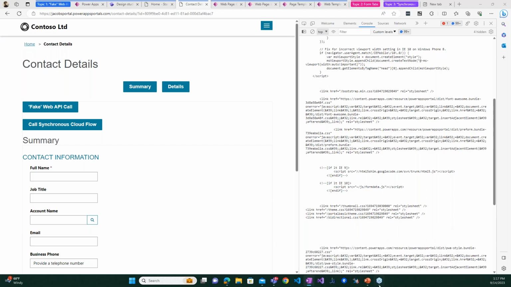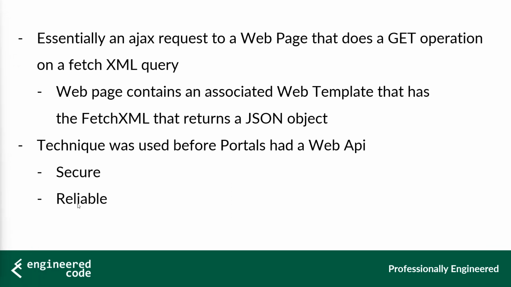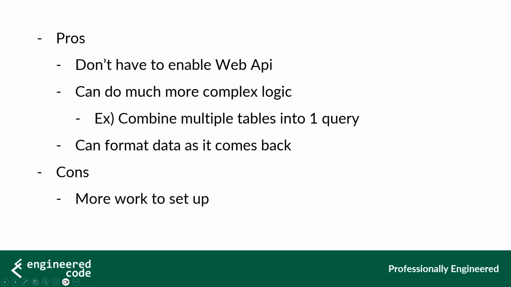So now I'm just going to quickly go back to the PowerPoint. So what are some pros and cons to this strategy? Well, the big pro is that we don't have to enable the web API for this approach. It solely relies on table permissions. Enabling the web API opens up a security hole if you aren't careful how you use it.